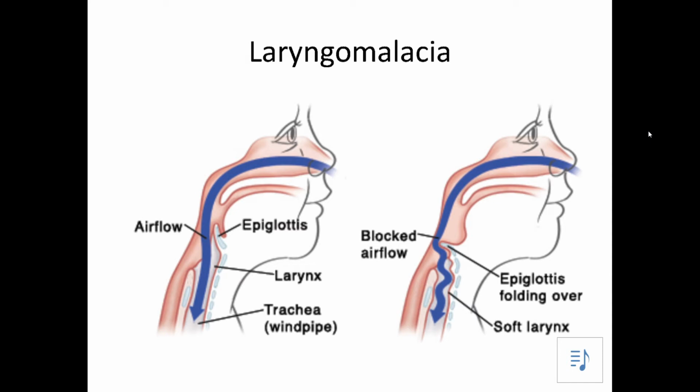Now this, like most things, has a failure mode that's particularly common in some young children, where the epiglottis can fold over on its own. It's soft, it's not fully hardened, and this softer cartilage can just fall over, collapsing the larynx in laryngomalacia.